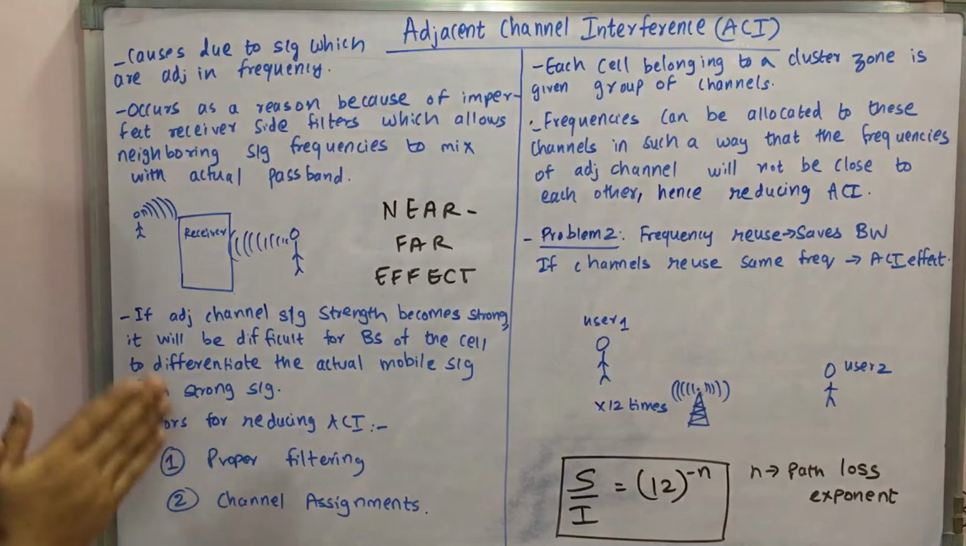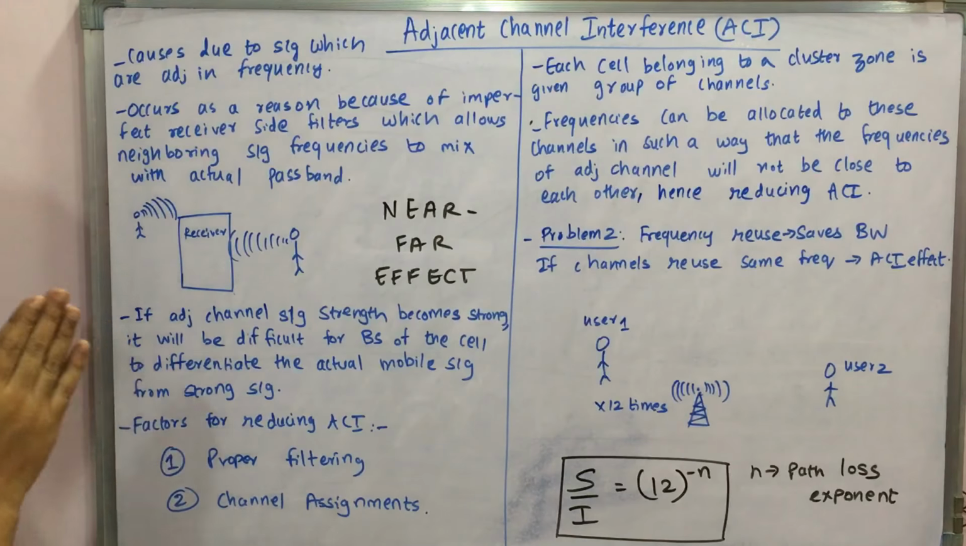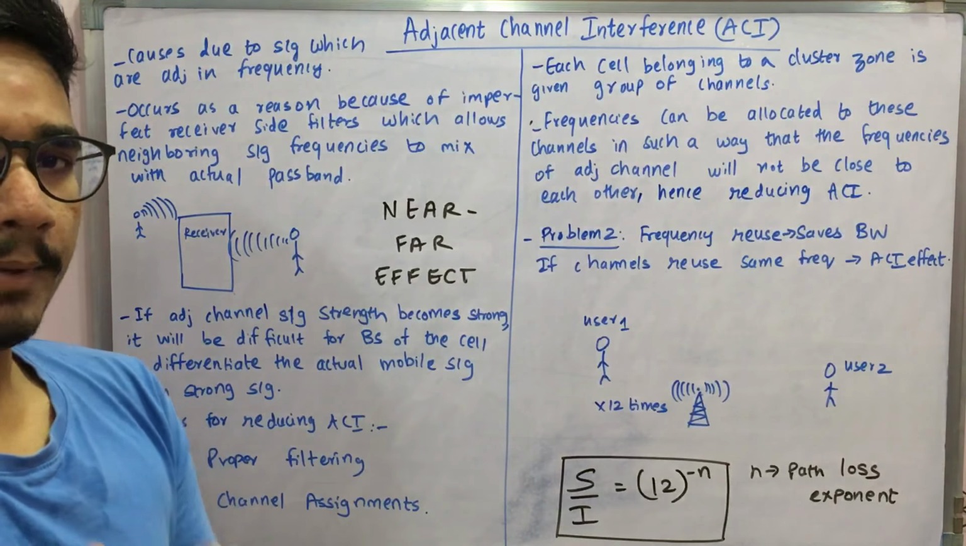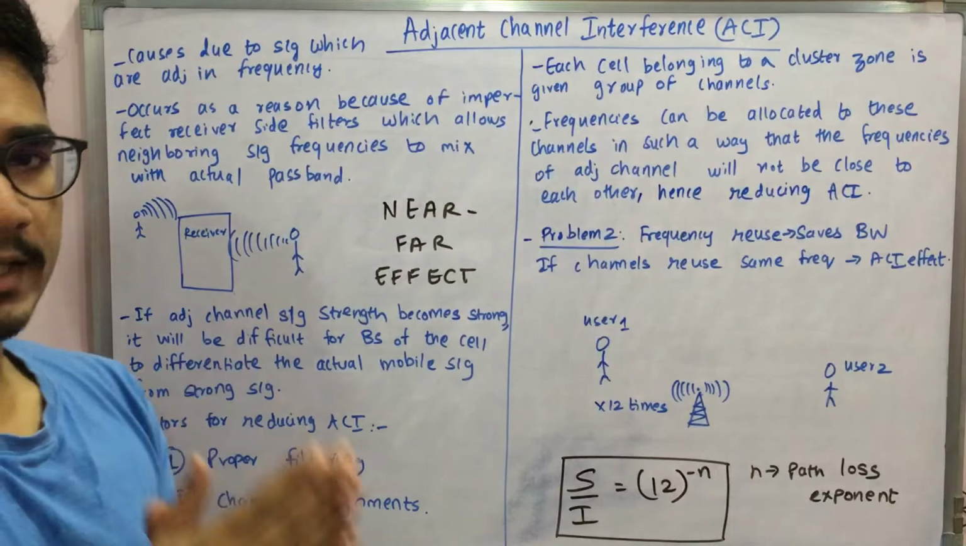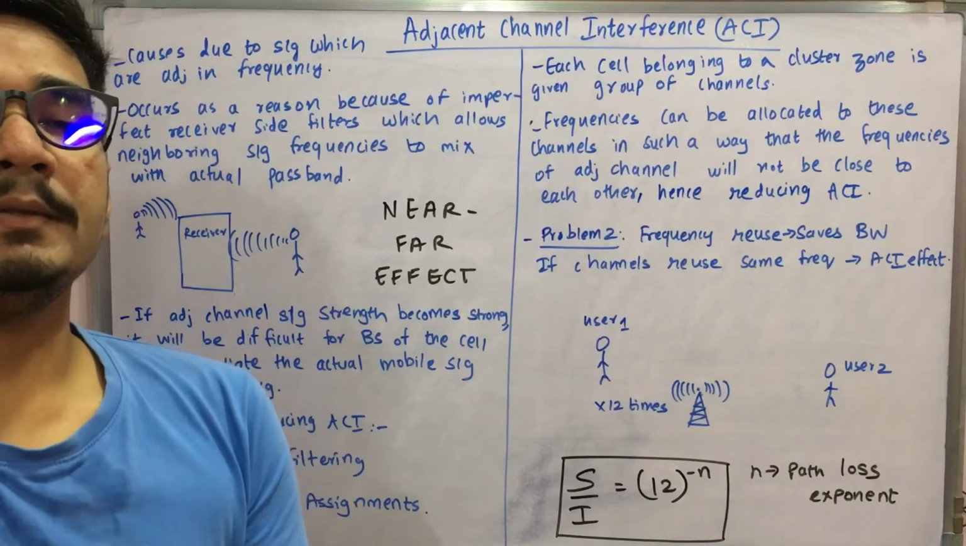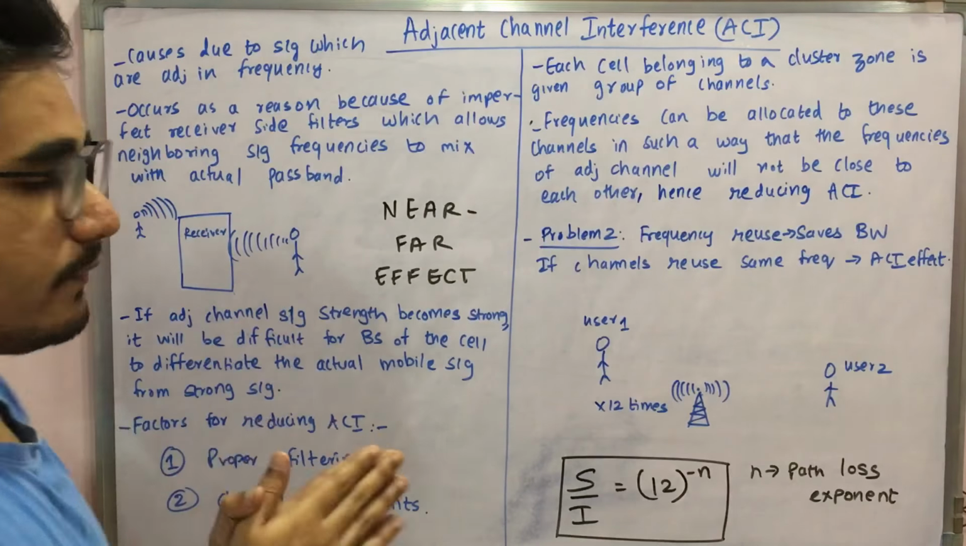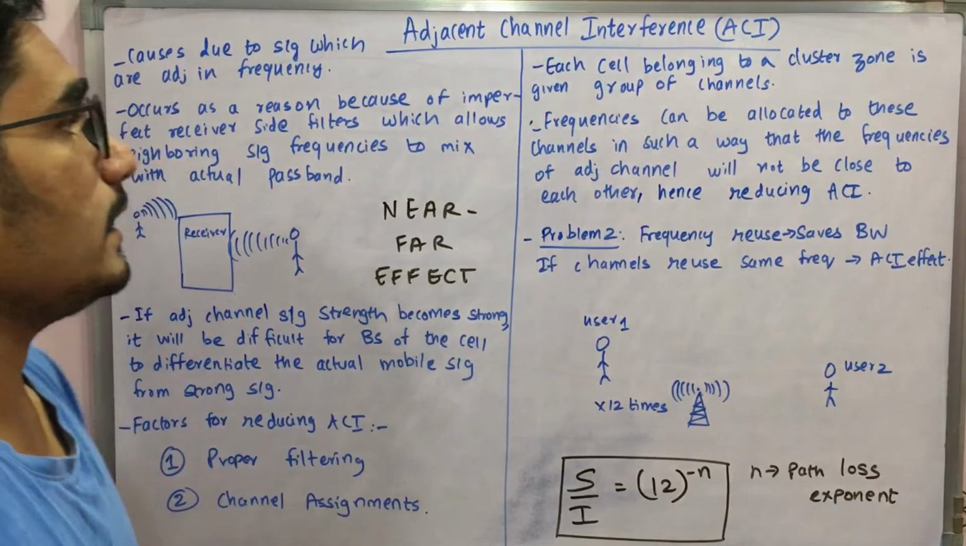And so there are some factors for reducing ACI. The very first one is the proper filtering of the receiver side pass bands, and the second one is the channel assignments, where we deploy the frequency reuse technique in order to save the bandwidth, and that plays a very major role in reducing the ACI.